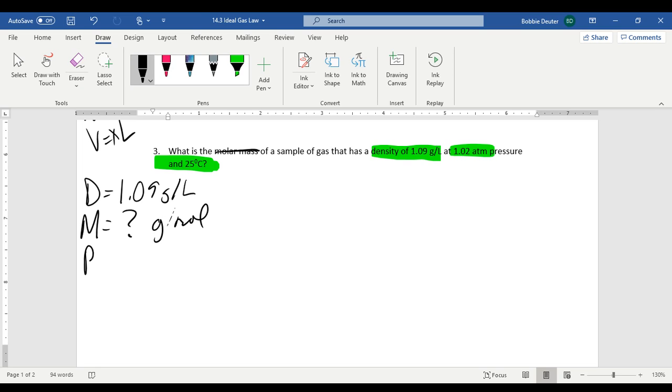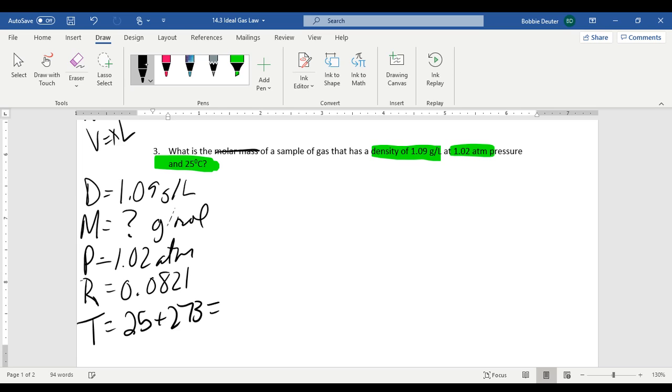And we are given a pressure of 1.0 atm. Again, really important that we know that because that gives us our R value of 0.0821. And then we have a temperature of 25 degrees Celsius, which we know we have to add 273 to get our Kelvin temperature of 298 Kelvin.